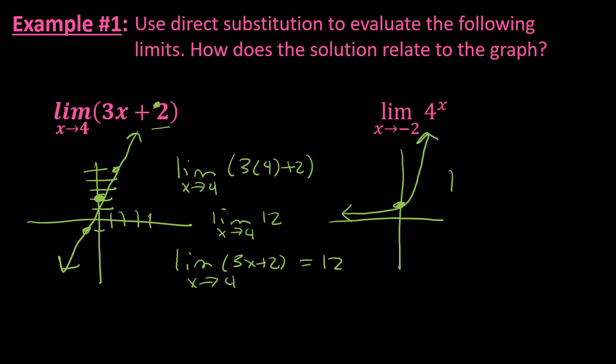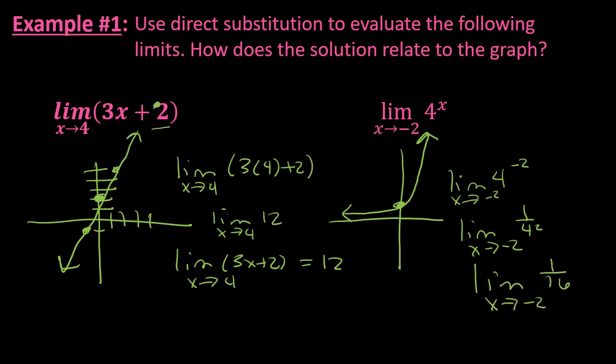So I can come in here and I can say the limit of the function 4 to the x as x approaches negative 2, and the limit is going to be 1 over 4 squared. So the limit as x approaches negative 2 is going to be 1 over 16. And we should really write our final answer: the limit as x approaches negative 2 of my function is going to be 1/16.